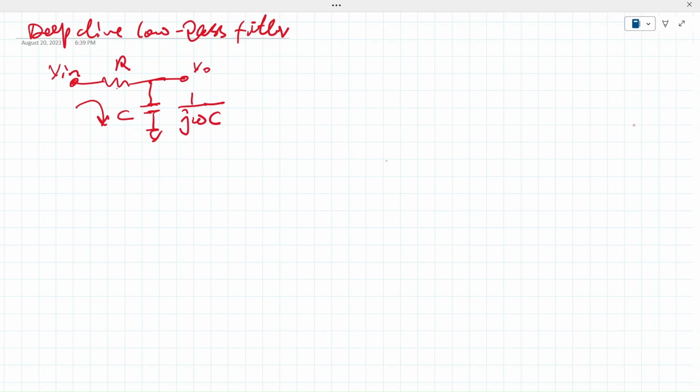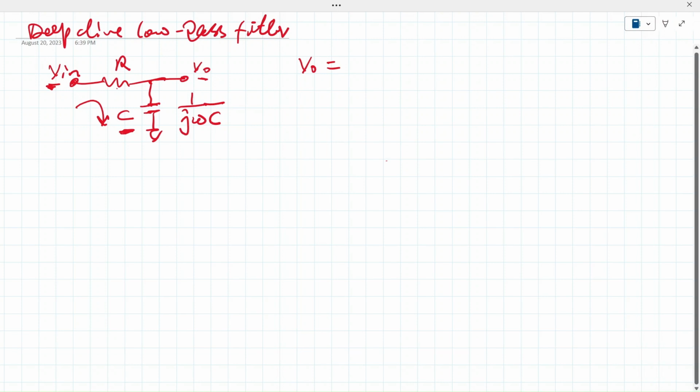We have a resistor R, a voltage input and output, and a capacitor C here. The impedance of the capacitor is 1 over j omega C. Let's figure out the transfer function first. What is the V out? Here is a typical voltage divider.